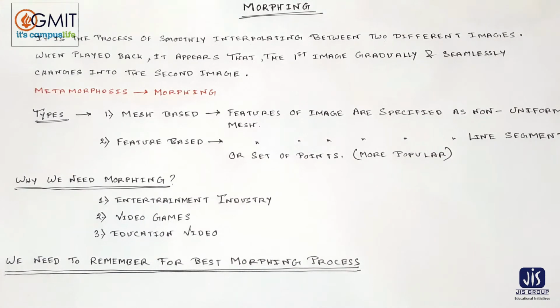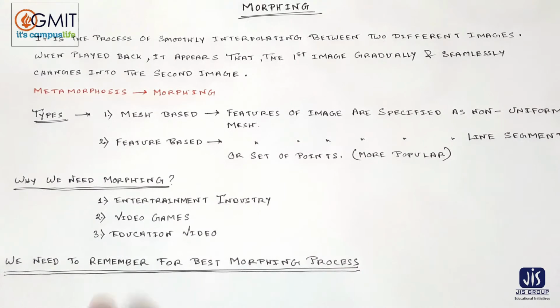And lastly, some points we need to remember for the best morphing process. Whenever we are doing morphing, we have to remember these points. What are these? Number one, please note down these points. Number one, choose the picture or image to morph carefully. For example, if you wish to morph two animals, they should have the same size.